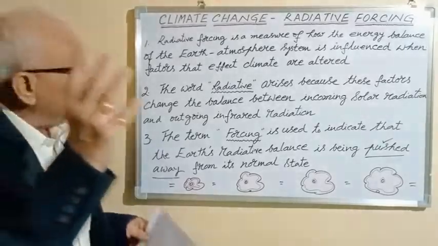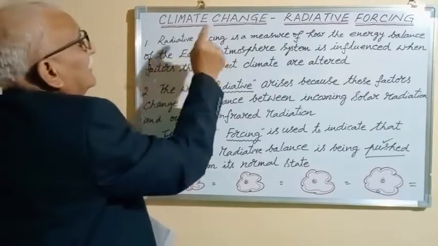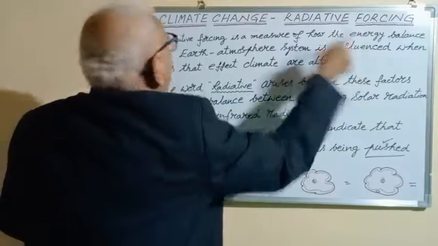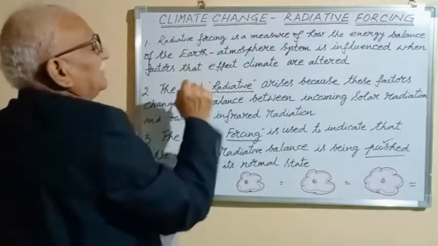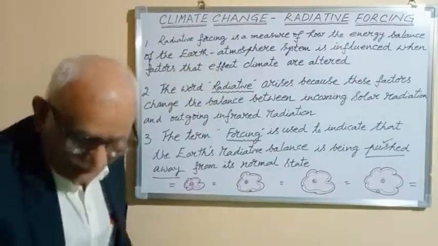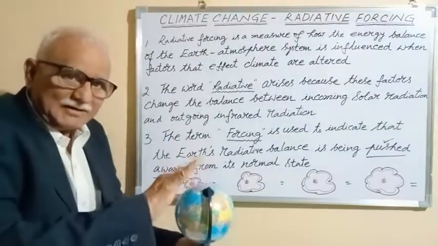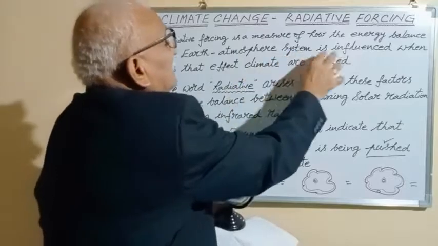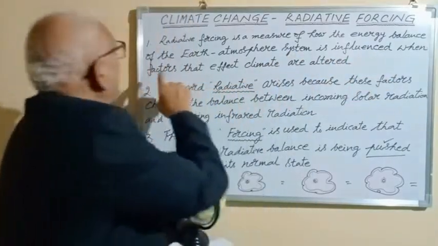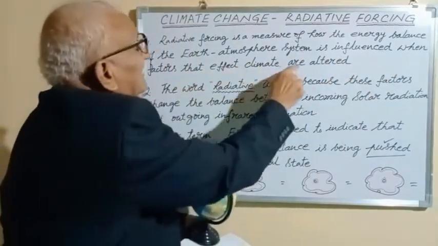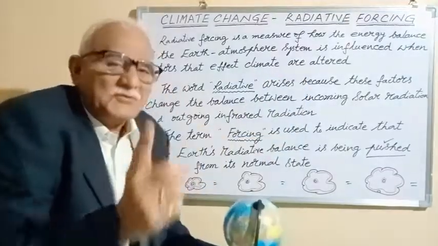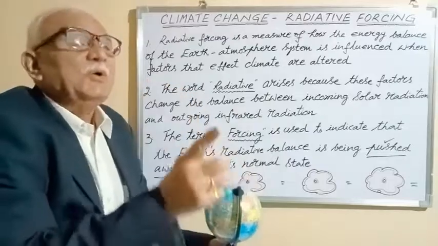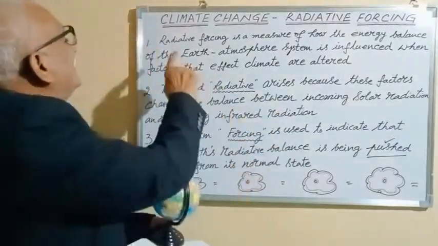Now see, radiative forcing is a measure of how the energy balance of the Earth's atmosphere system is influenced when factors that affect climate change are altered. Factors that affect the climate change we have discussed in earlier classes. So when they are altered, what do we do?